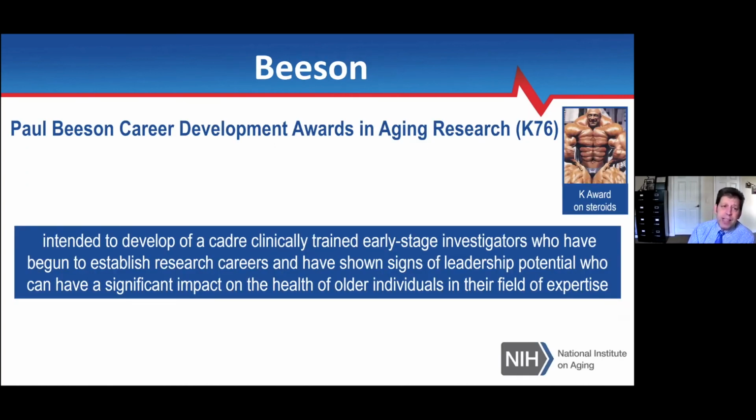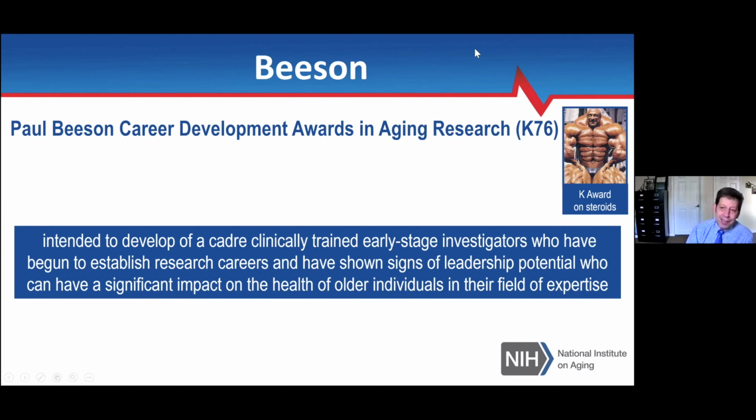Then the next thing is the Beeson. Beeson is short for the Paul Beeson Career Development Award in Aging Research. It's a K76, so a slightly different mechanism than the K01 or K08 or K23 that you're typically thinking of. It does have the same limitations on indirects that other K awards do. And this particular grant is intended to develop a cadre of clinically trained, early stage investigators who have begun to establish research careers and have shown signs of leadership potential, who can have a significant impact on the health of older individuals in their field of expertise.